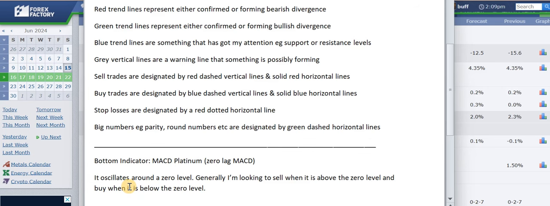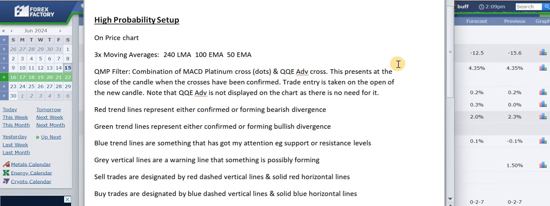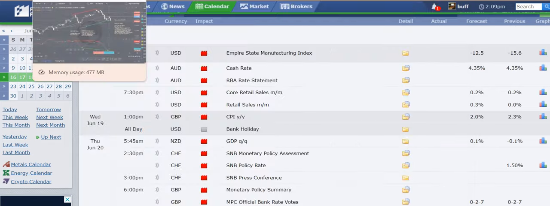Is a zero lag, oscillates around a zero level. Generally, I'm looking to sell when it's above the zero level and buy when it's below the zero level. That's the zero lag MACD, or the MACD Platinum. All right, let's get on the charts.